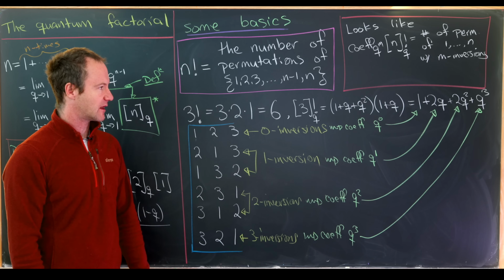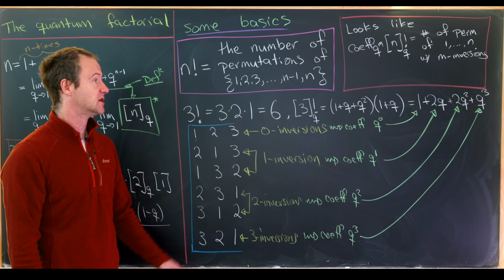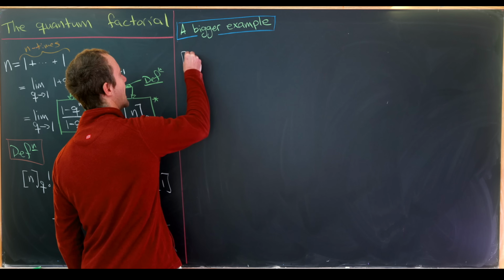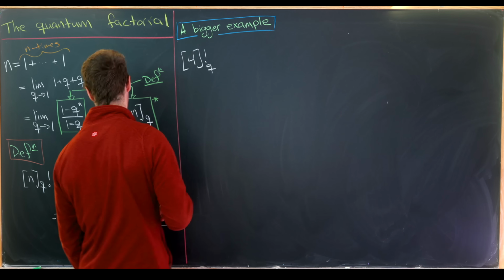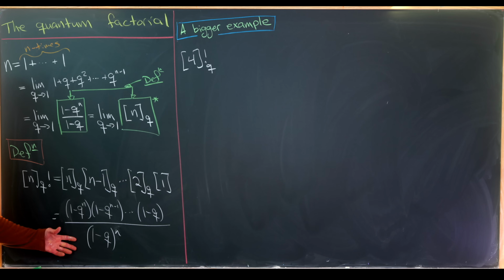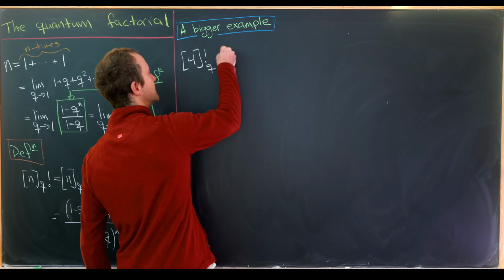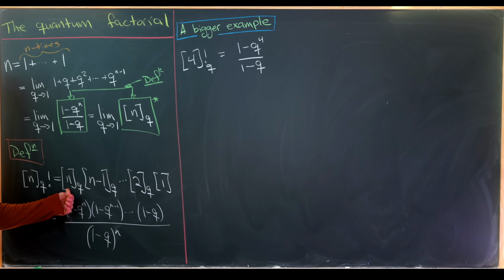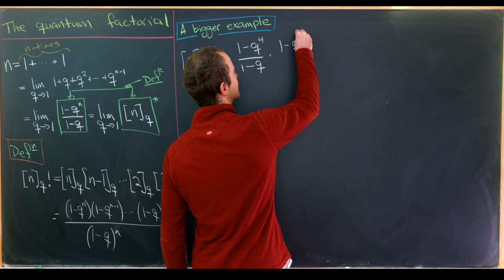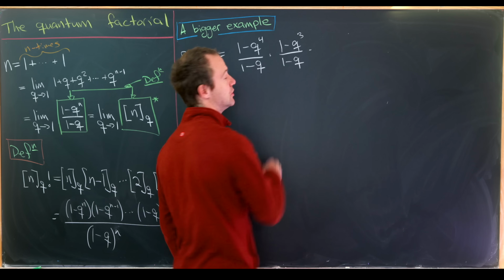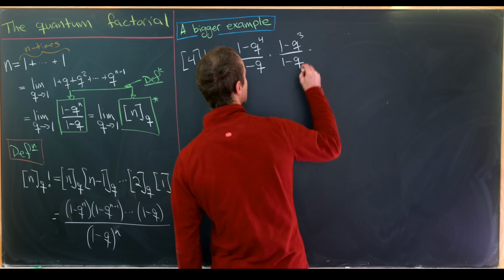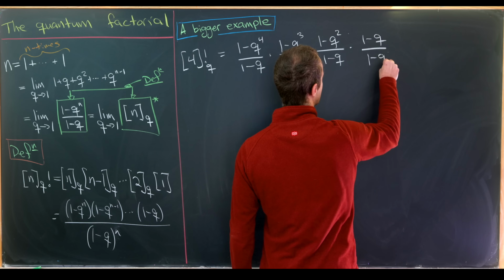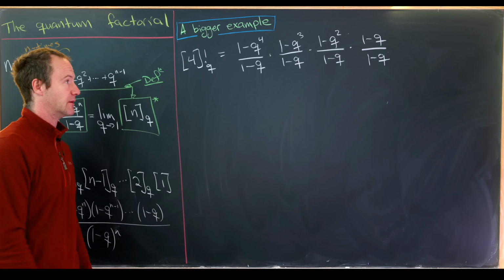Okay, so next up what I'd like to do is briefly look at the n equals 4 case before we prove this claim. So for our bigger example, we'll look at the q analog of 4 factorial. So let's maybe jump back to this definition so we can look through all of the details this time. So this will be 1 minus q to the 4th over 1 minus q. That's the q analog of 4. And then times 1 minus q cubed over 1 minus q. That's the q analog of 3 by this definition over here. And then 1 minus q squared over 1 minus q. And then finally 1 minus q over 1 minus q. Notice the q analog of 1 is simply the number 1.